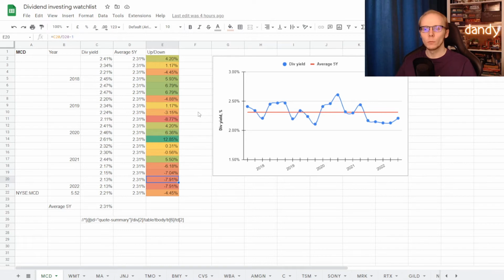Unfortunately, 2021 wasn't the best time to get in, as the yield went lower to 2.13%, so almost 8% under average. And this year, with the price going a bit lower, we have the dividend yield at 2.21%, which is a bit less in the negative, but still 4.45% under the 5-year average. So since 2.31% is our target, and we are interested in getting a dividend yield that is at least over this percentage, then buying McDonald's right now, 4.5% in the negative, doesn't really look like the best move that we could be making right now.